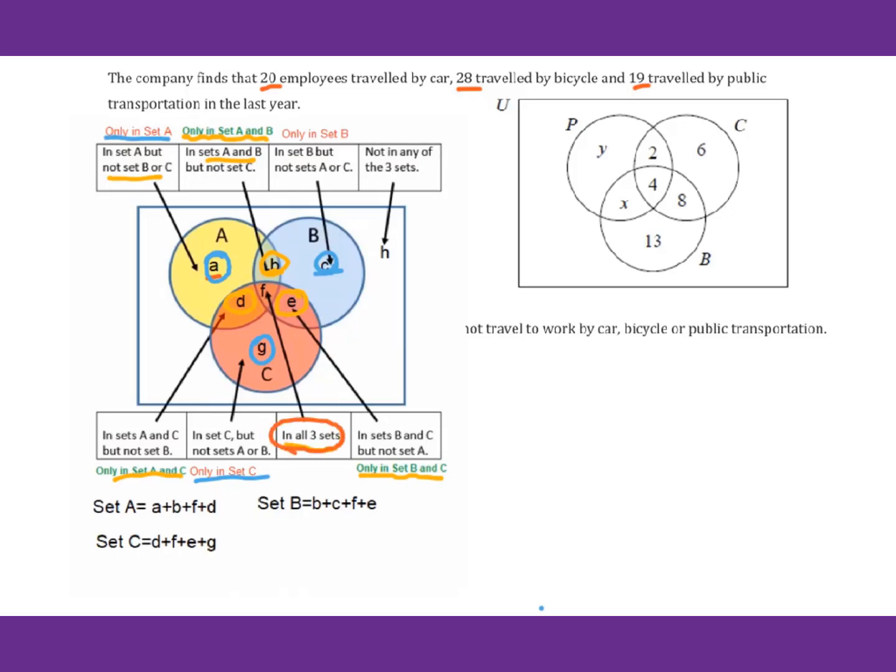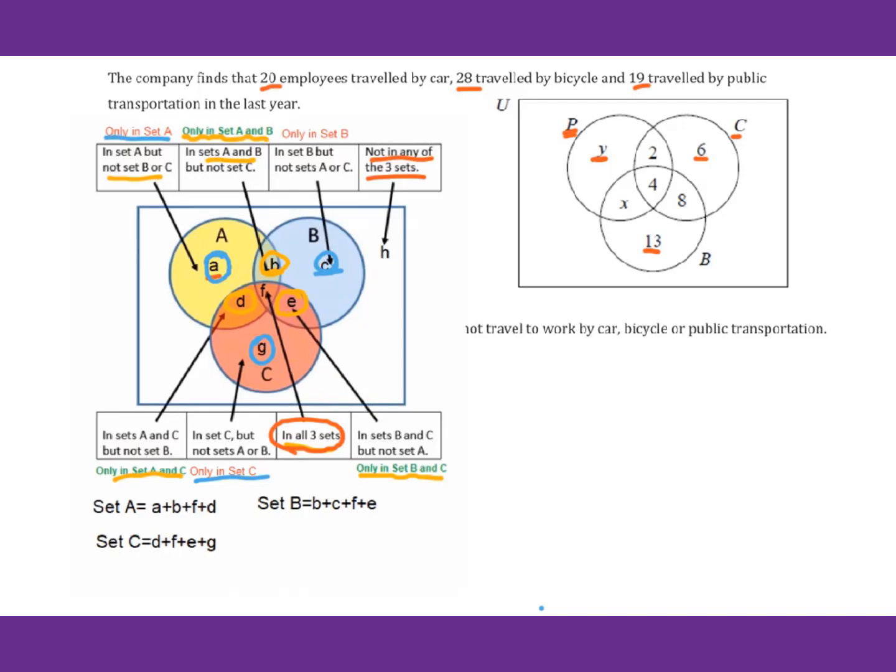This H is not in any of the three sets. So you have to know how to read this number. For example, like this Y, that means people only take public transportation. For C, that means people only travel by car. For 13 means only travel by bicycle.